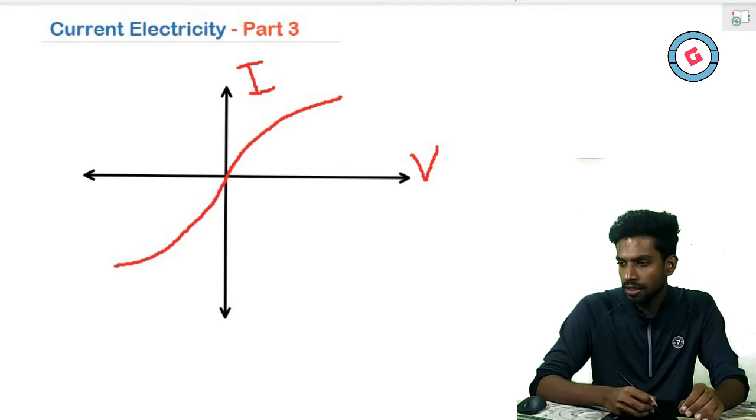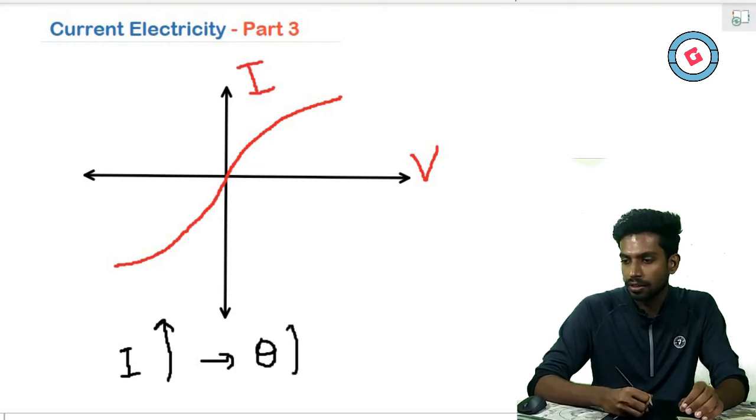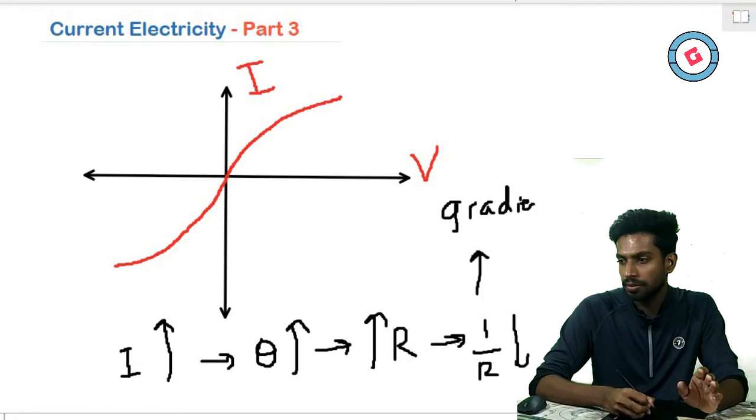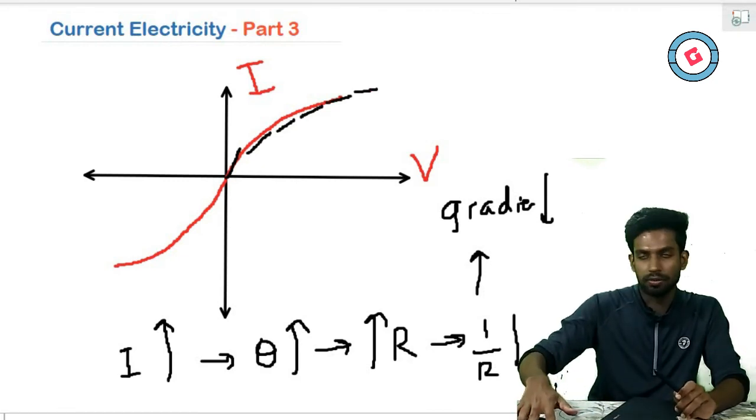The reason behind this is when some current passes through a bulb, it increases the temperature of the bulb. The increment of temperature will result in increment of resistance, and increment of R will result in decrease of 1 upon R, and this is the gradient. The gradient will be reduced. So that is why here the gradient will be decreased. So this is the characteristic for an incandescent bulb.